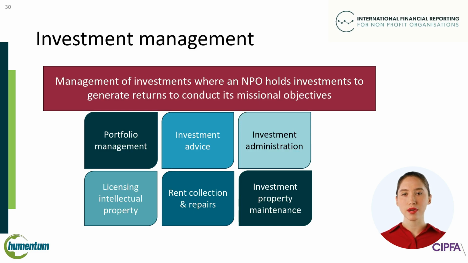The third category of fundraising costs relates to the management of investments. This applies to investments held specifically to generate financial returns. For example, an NPO may receive shares that cannot be sold, but the returns from those investments can be used for the NPO's missional objectives.